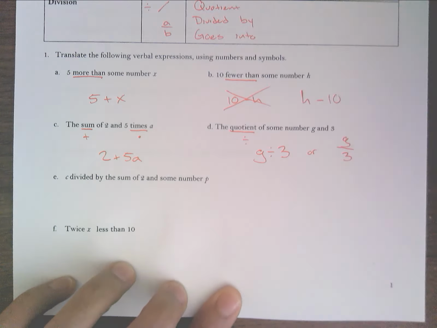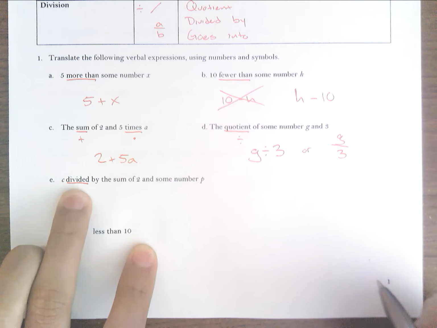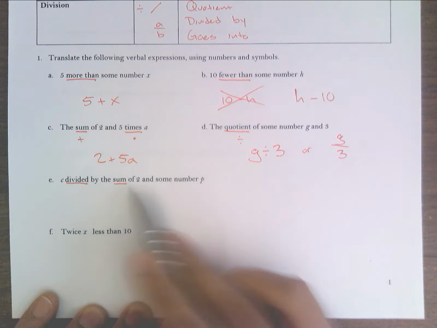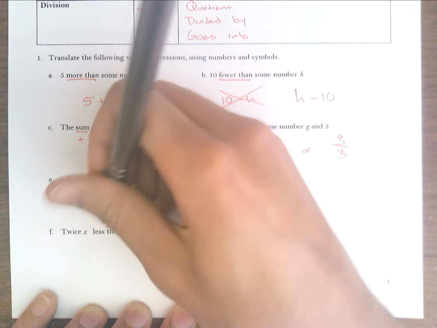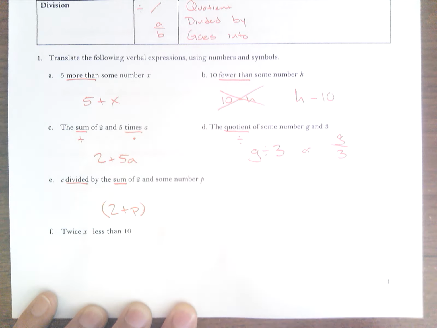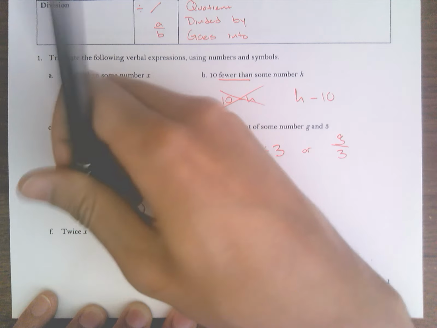Letter E, c divided by the sum of 2 and some number p. So I see divided, and I see sum. Okay, so we're taking the sum of 2 and some number p, so 2 plus p, and then we're dividing that into c. So c divided by this quantity here.